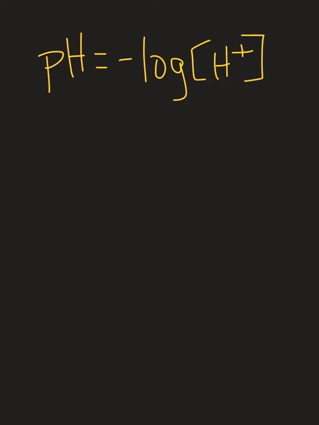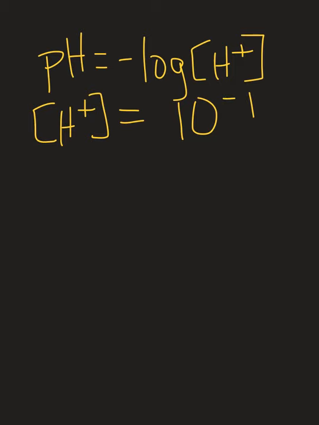So we have our basic equations, okay? So we have pH, negative log, hydrogen ion concentration. And then if we go backwards and we want to solve for hydrogen ion concentration, then all we have to do is take 10, raise it to the power of our negative pH.